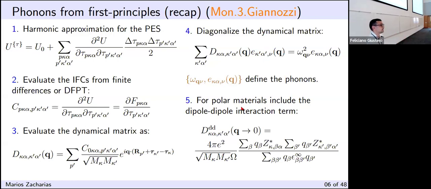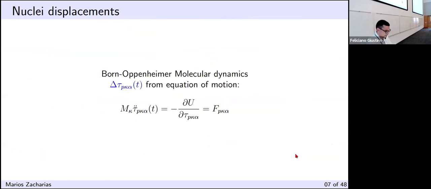For polar materials, we also have to include a non-analytic term induced by long-range dipole-dipole interactions. And this is the expression for the dynamical matrix. Here we have Z, the Born effective charges, and epsilon, the high-frequency dielectric constant.